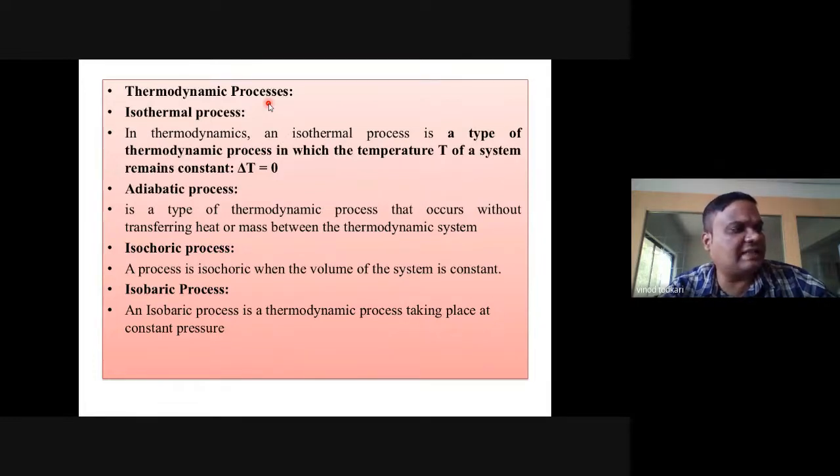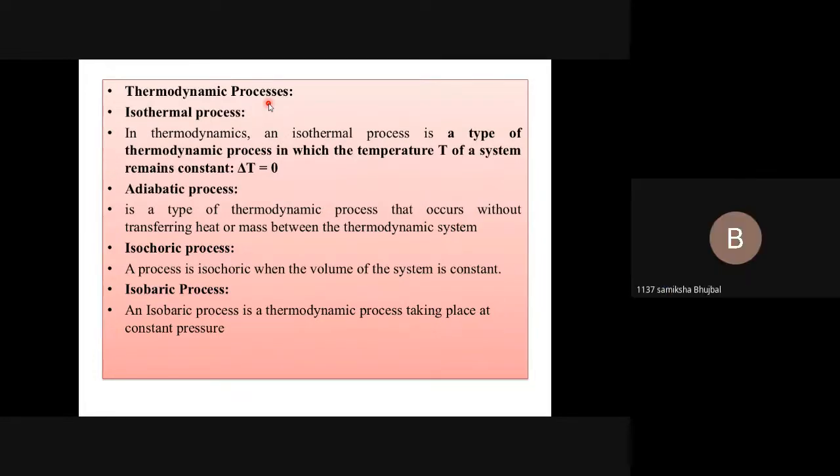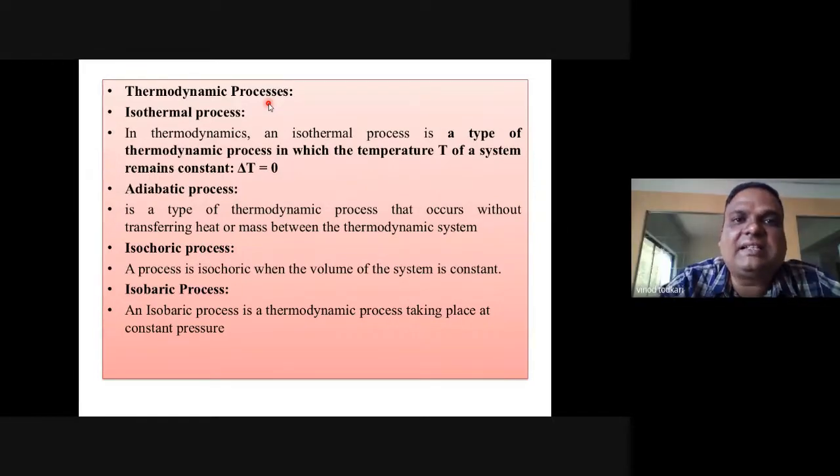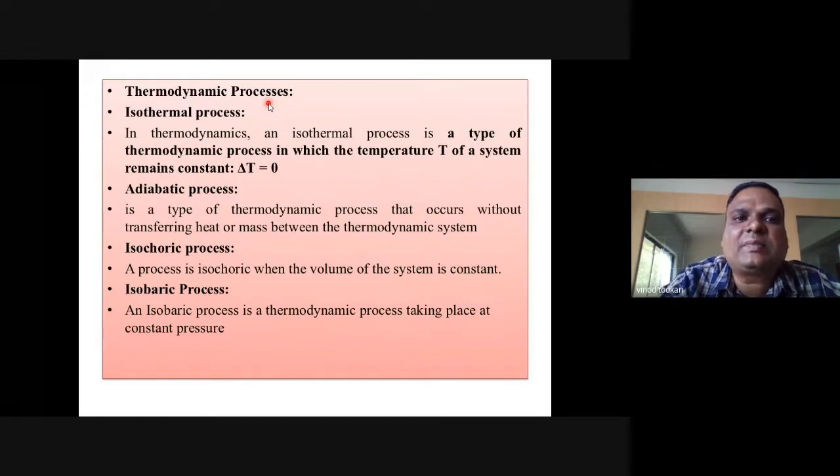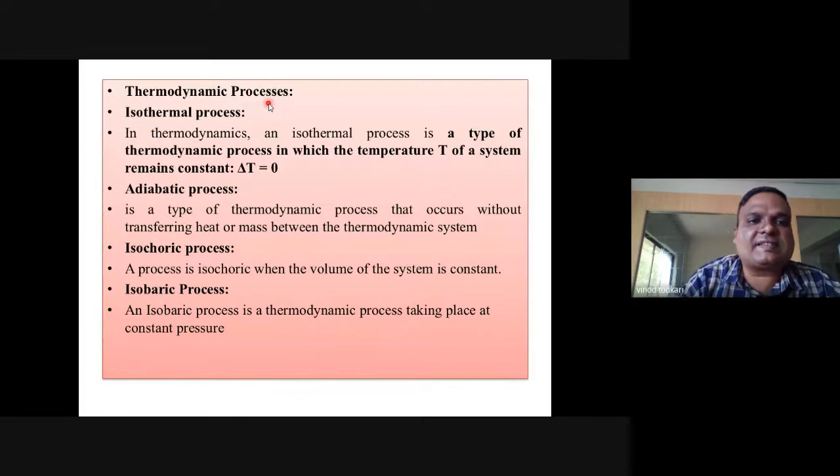So when can we say that there is a process? Change in state. Yes, whenever there is a change in state. So whenever the state of a system changes, we say that the system has undergone a process. Now see, there are different types of processes. We'll discuss them one by one. Initially, we'll try to understand these names.